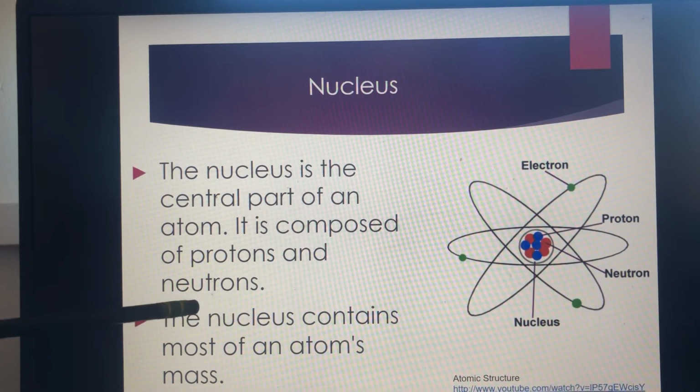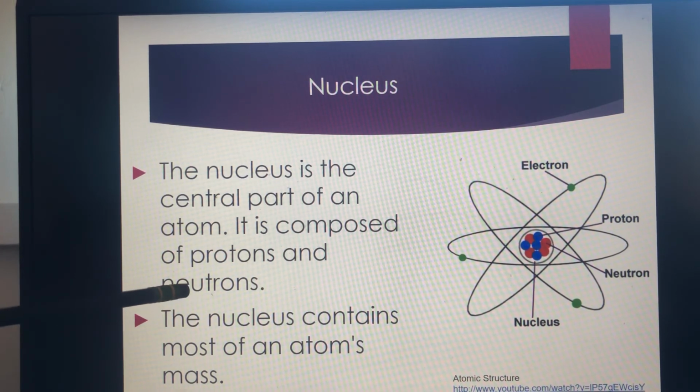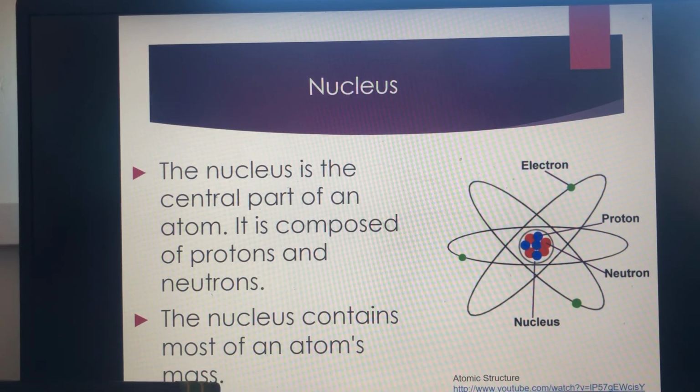Now, the nucleus is the central part of an atom, and it has protons and neutrons in it. And the nucleus has most of the atom's mass. Electrons are really, really tiny. So when you look at the weight of an atom, they make up a very small amount.